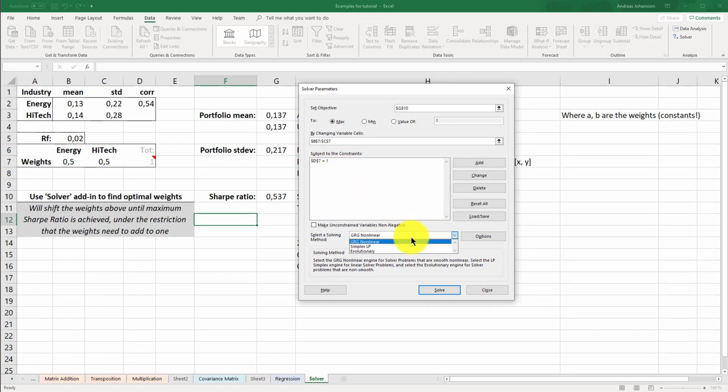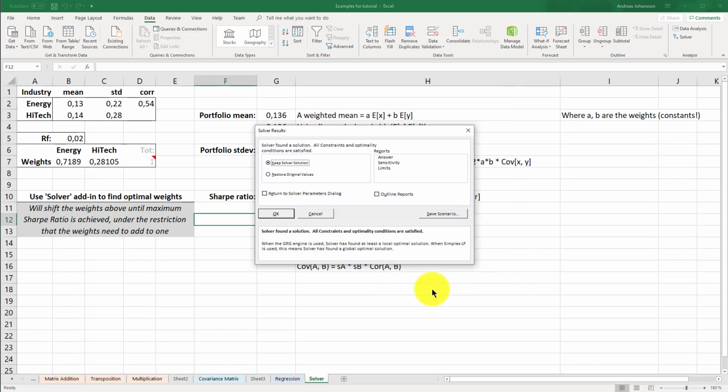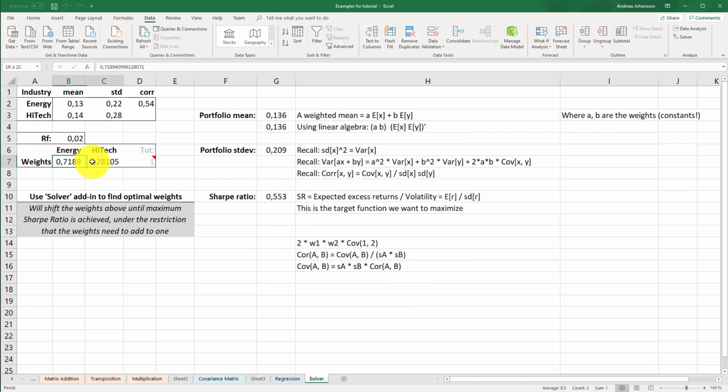Okay, do we want anything else? Do we need a different optimization algorithm? No, just keep the standard. Push solve, and now the numbers should change around. So if I push OK, then we see now that the optimal portfolio has 72% in energy and 28% in high tech, which yields a Sharpe ratio of 0.55, slightly higher than we started with. So now we know that the optimal portfolio should be 72% in energy and 28% in high tech.